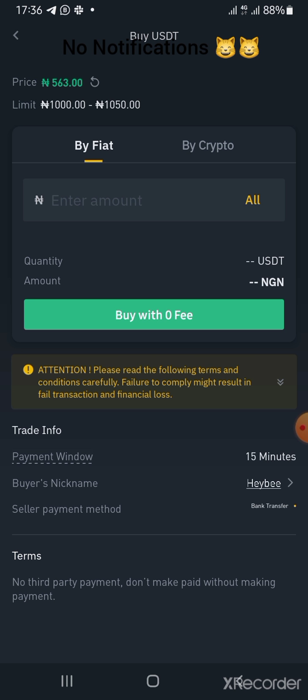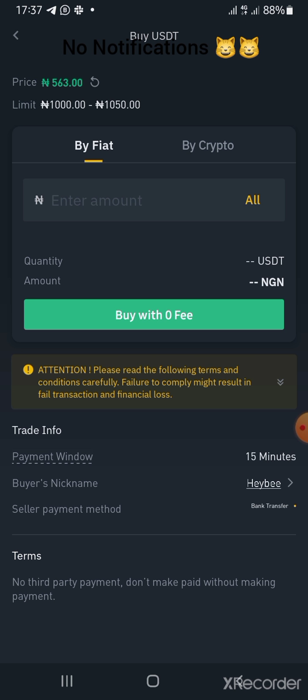How much do you want to buy? The amount, is it all the amount in your wallet, in your P2P wallet that you want to use, or there's a specific amount? You can just indicate it here, and then you click buy. Now you could see the seller's details down here. It's telling you the payment window. All right, and also there is this note from Binance here, so make sure you read every note. Anything that looks like Binance calling your attention to something, please make sure you do due diligence and read it.